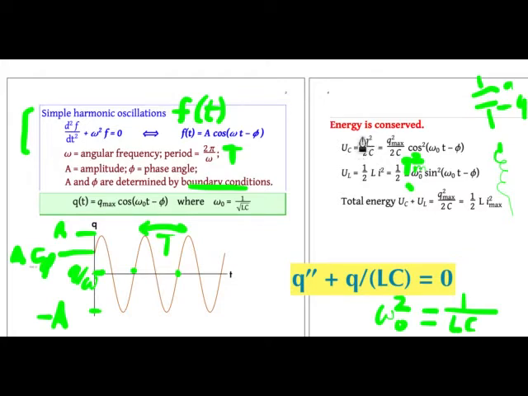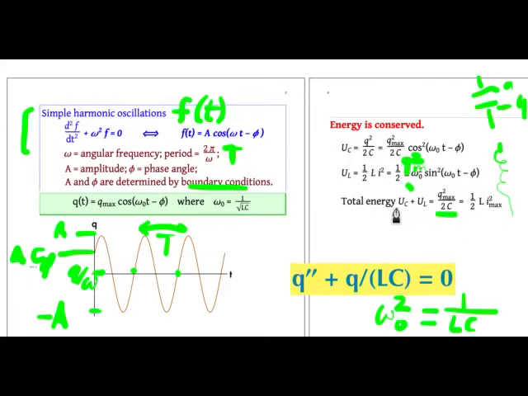Now I say the energy is conserved. Calculate the total energy, UC plus UL. You see I have Q squared over 2C. Well, here's Q squared L omega 0 squared. But L omega 0 squared is 1 over C. So this is also Q squared over 2C, sine squared. And cosine squared plus sine squared is 1. So the total energy is Q max squared divided by 2C. That's just the maximum energy stored in the capacitor.